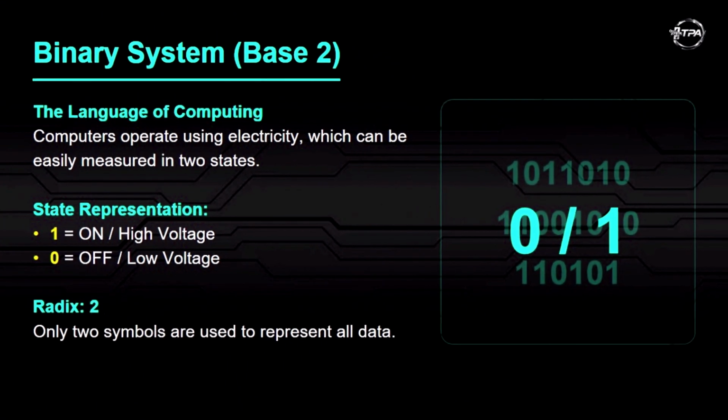Binary system. Binary system is the language of computers. Computers work using electricity. Electricity has two states. On means 1. Off means 0. So binary uses only 2 digits. 0 represents low voltage. 1 represents high voltage. Using only these 2 values, computers store and process all data.